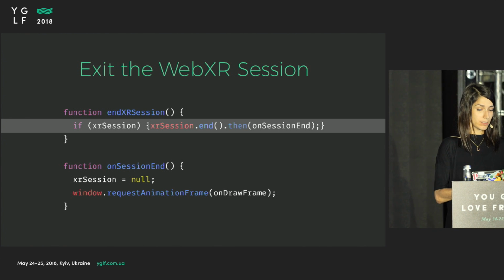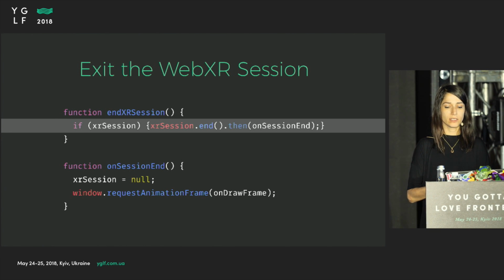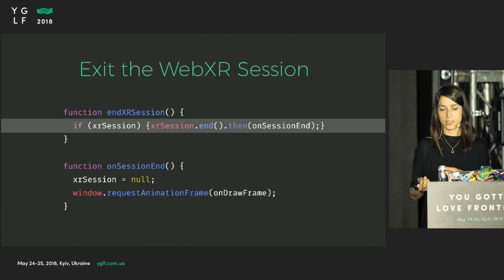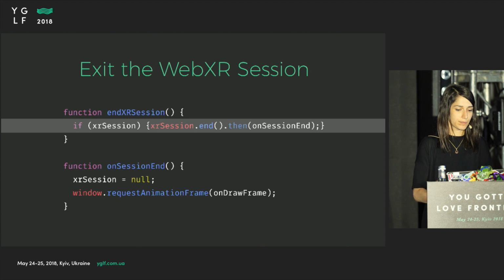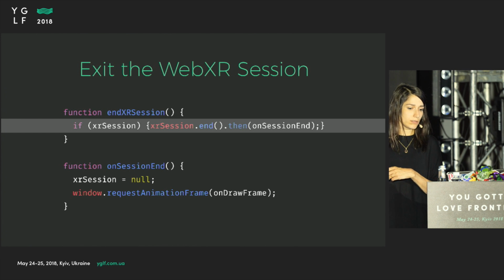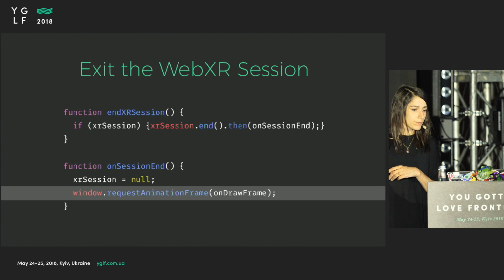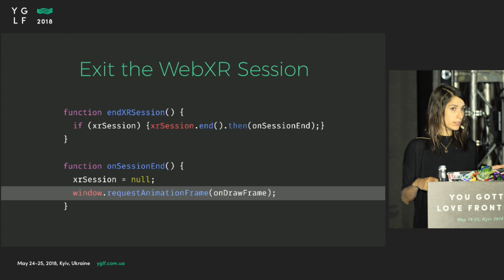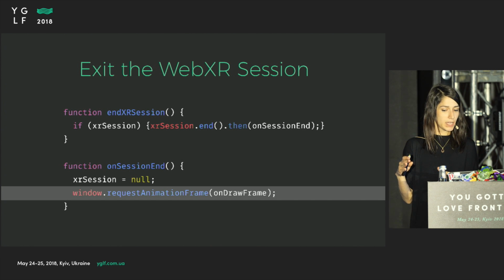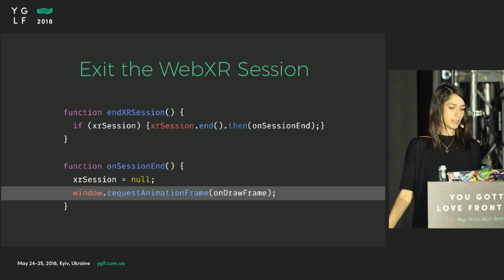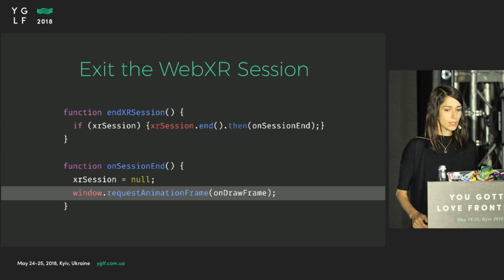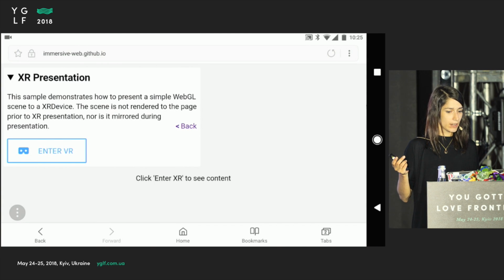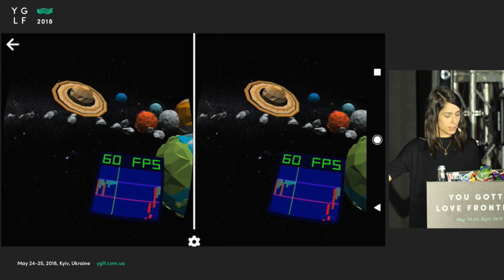You may want to end the WebXR session either manually or by listening to the XR session's end event, which may be triggered, for example, because the headset was disconnected. And the end method returns a promise that is resolved when the presentation to the VR device has stopped. And once the session has ended, we may want to continue rendering our scene in a non-stereoscopic way by using this time the window's request animation frame method. So what we did till now could look like this. See the button and then the stereoscopic image.